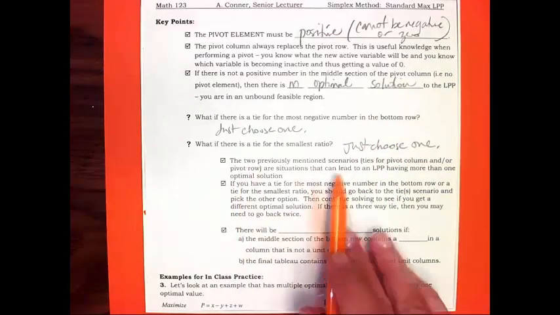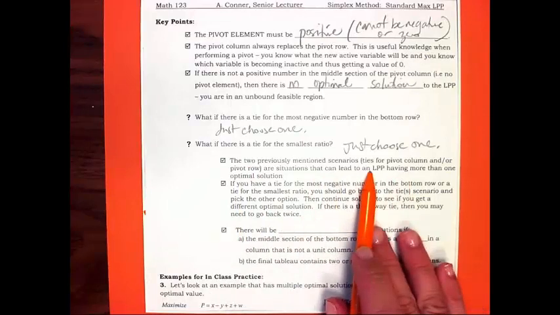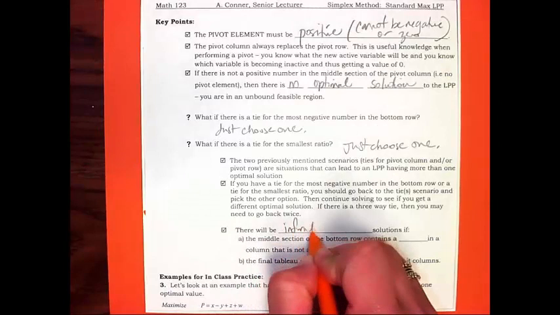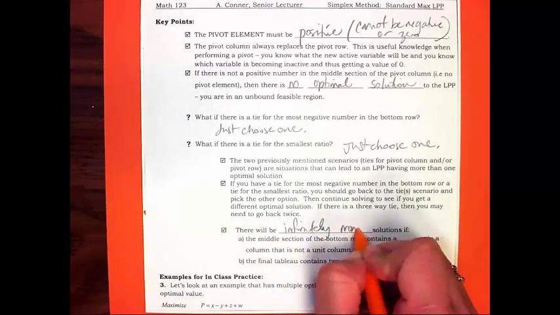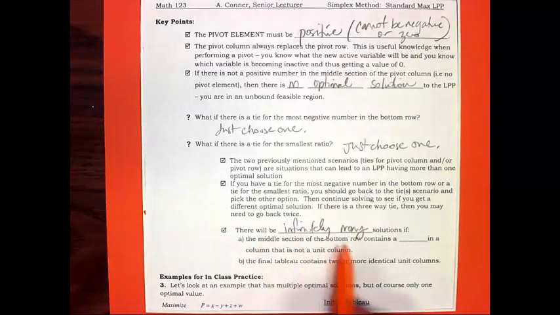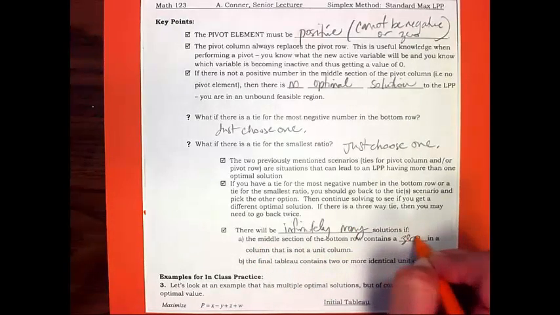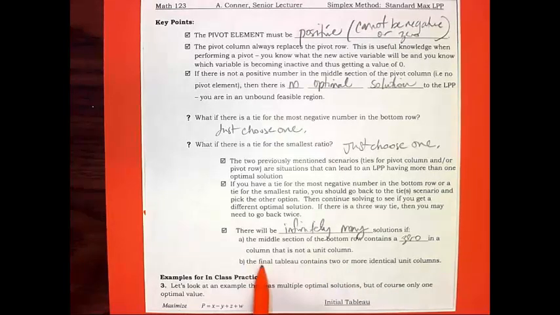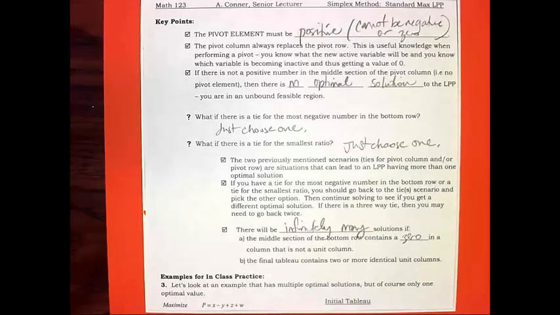So as I mentioned here, these are situations that can lead to the linear programming problem having more than one optimal solution. There will be infinitely many solutions if the middle section of the bottom row contains a 0 in a column that is not a unit column. So remember, those unit columns help us read off the active variables, but if we have a 0 in that bottom middle section, then that means that we can have infinitely many solutions. Or if possibly the final tableau contains 2 or more identical unit columns. And again, you really won't have to be too concerned with the infinitely many case.